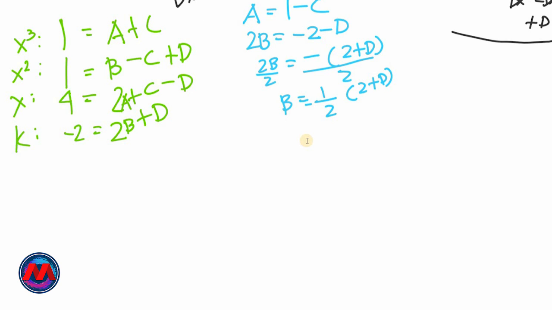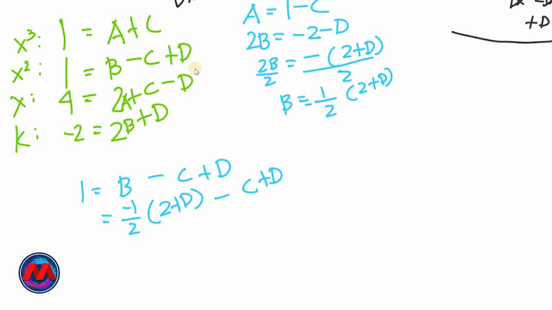So, ngayon, since alam na natin yung values ng A at B, substitute na natin siya dito sa dalawang equation nito sa gitna. Okay, so 1 is equals to, simulan natin i-substitute yung B. 1 is equals to B minus C plus D. Okay, so anong value ng B natin? That's negative 1 over 2 times 2 plus D minus C plus D. Okay, nagbabangking na tayo.